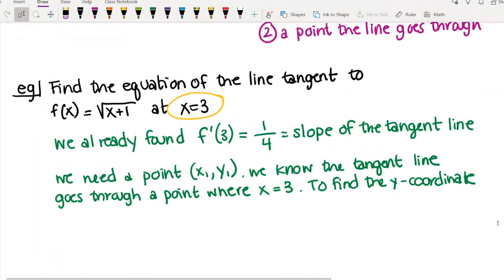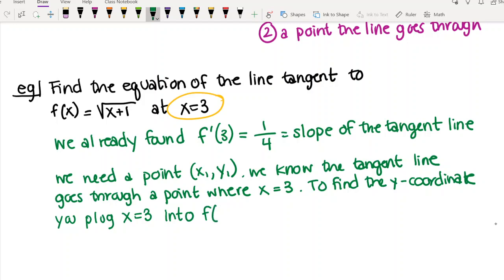You have the function f of x is equal to square root of x plus 1. If x equals 3, what is the y-coordinate? You would say, oh, you just plug the x-coordinate into the function, right? I've had a lot of students in the past get confused. They're like, oh, do I plug it in the derivative? Do I plug it in the function? What's going on? It's just think about what you're doing. You're looking for the y-coordinate on your actual function. So you just plug that number into the function. So f of 3 would be equal to square root of 3 plus 1, which is equal to 2.